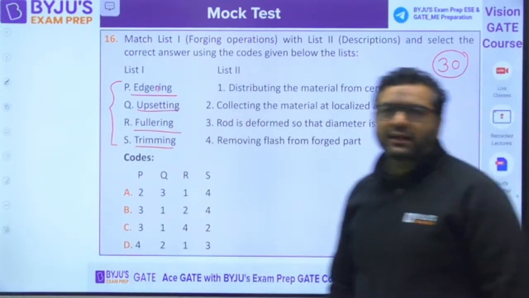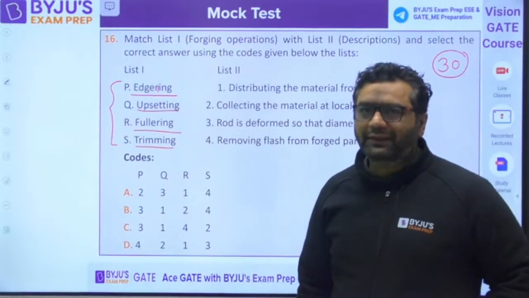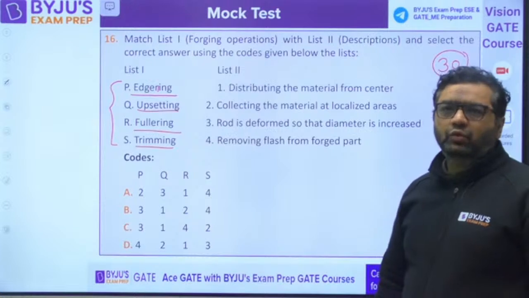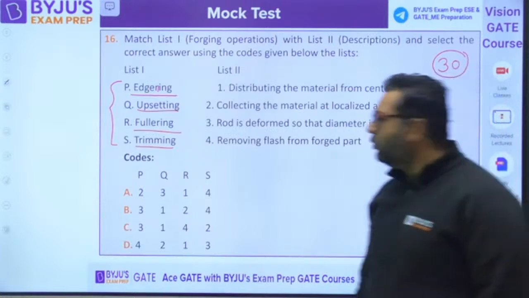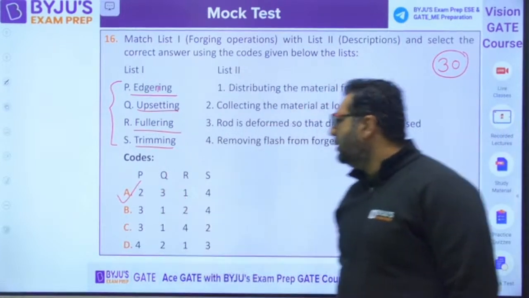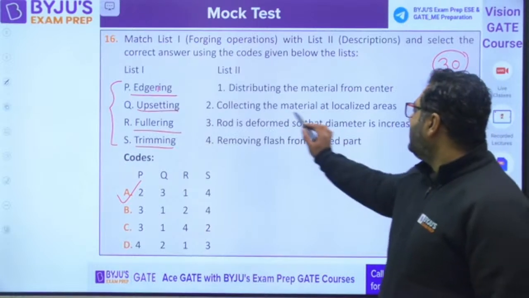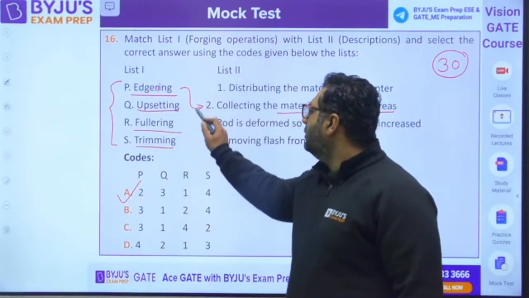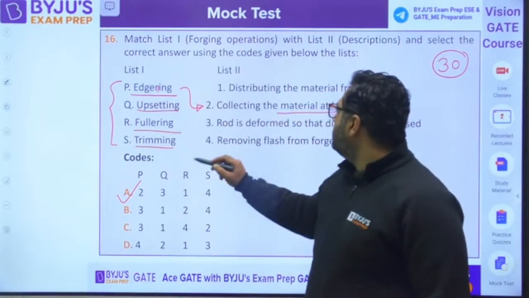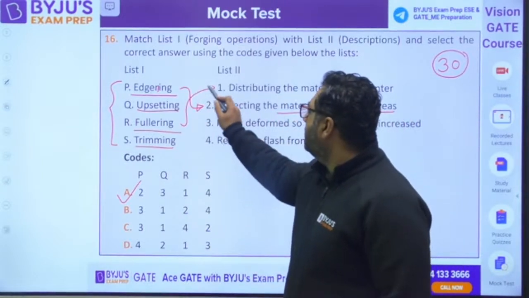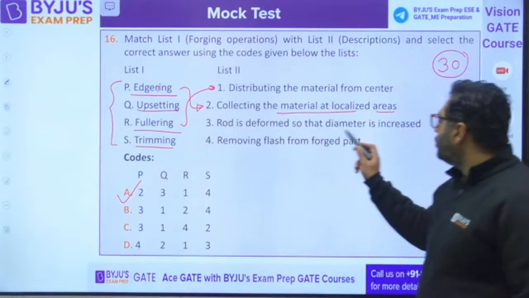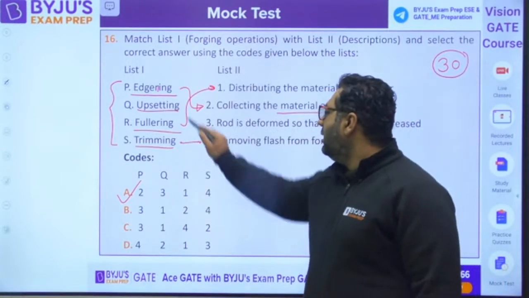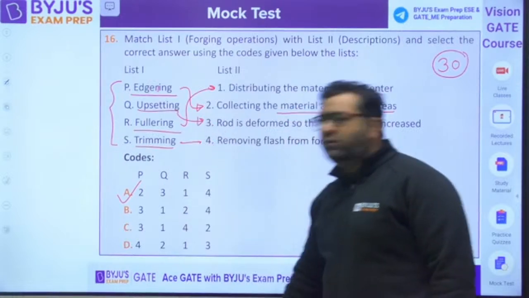Yes, very good. Sarath is saying A. Devesh is saying A. Dongre is saying A. What about others? Kunal. Very good, guys. The answer is A for this. Collecting the material at a localized area is nothing but edging. Disturbing the material from the center is fullering. Rod is deformed so that the diameter is increased, this is upsetting. Removing the flash is trimming. So the answer will be A for this.